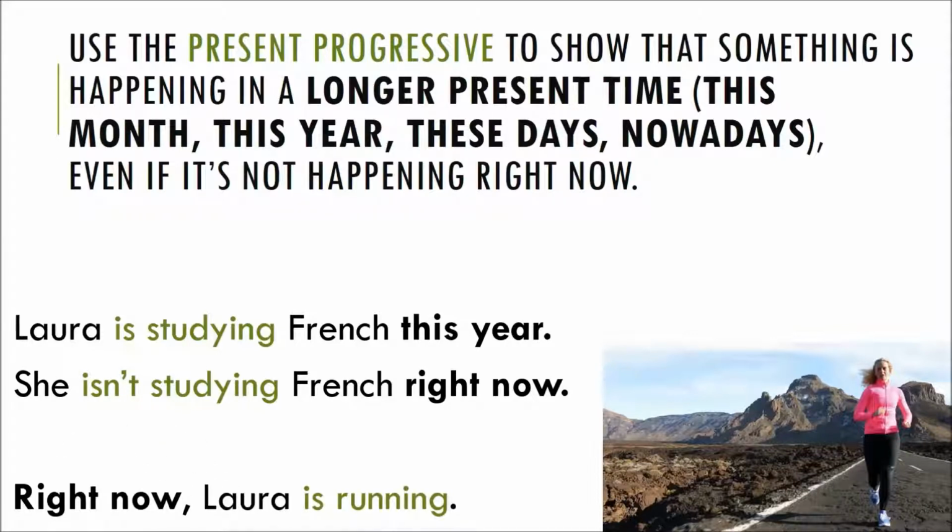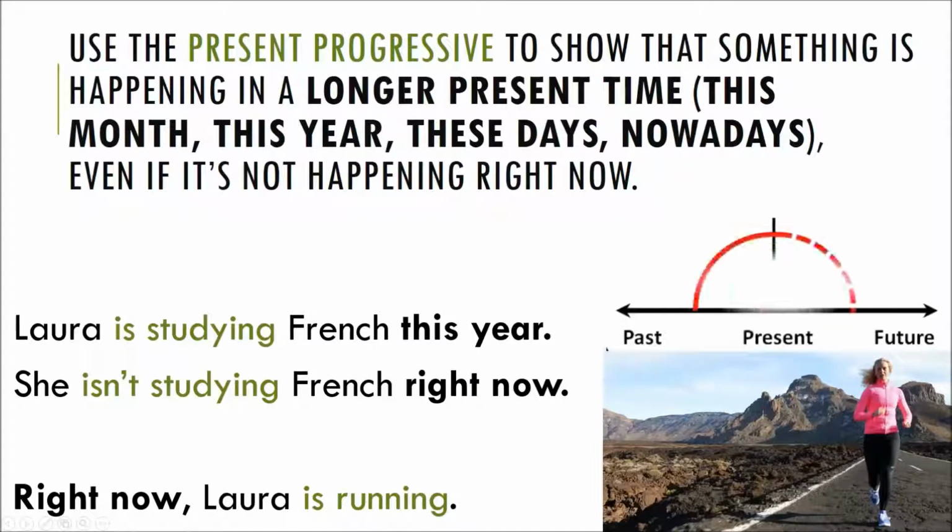Right now, Laura is running. So these are the two separate times that you can use the present progressive. Remember, you can use the present progressive with right now. At this very moment, Laura is running. But you can also use the present progressive for a longer present time. So for example, Laura is studying French this year. This year is a longer present time, and we can use the present progressive to talk about this time frame.